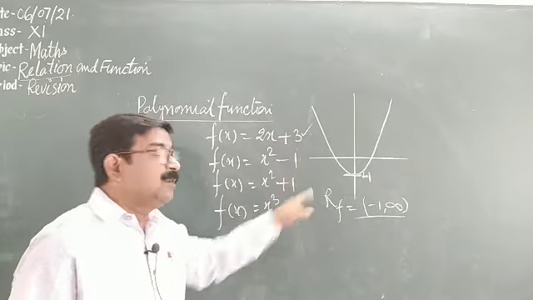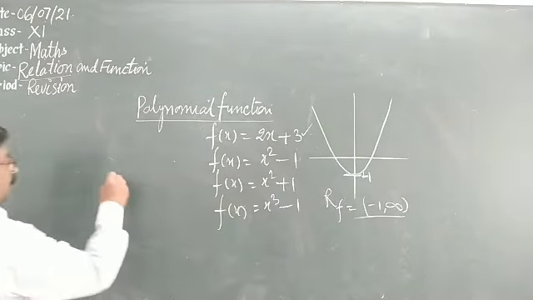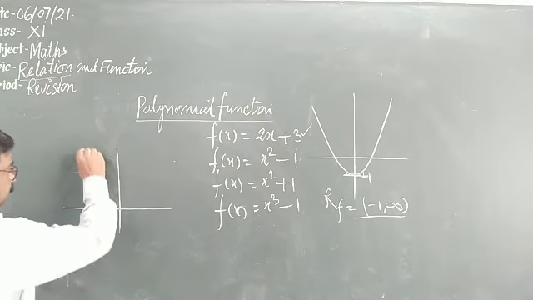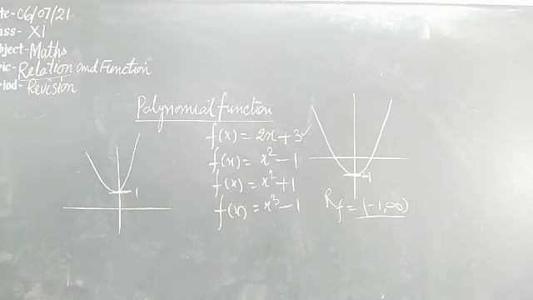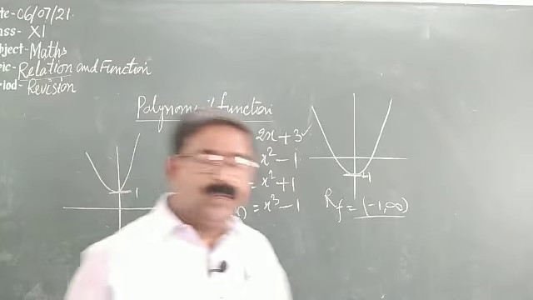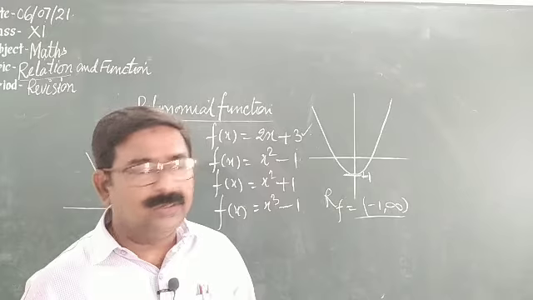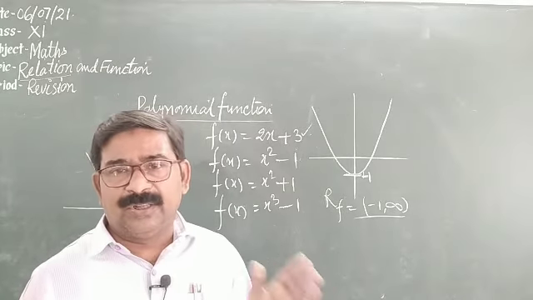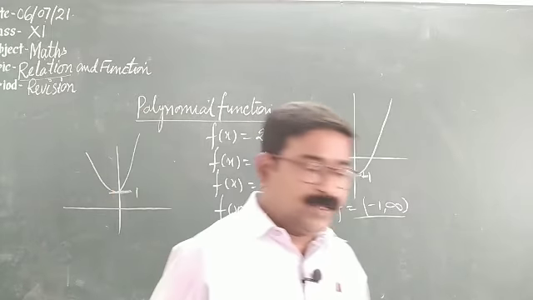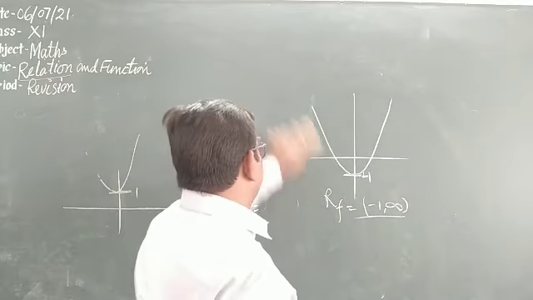For x² + 1, if you plot this and put x = 0, then y = 1. So your graph will be like this. The minimum value is 1 and it goes upward. So its range is [1, ∞). What is the conclusion? In the case of a polynomial function, the domain is always real and the range depends on the nature of the polynomial. Now the next function is the rational function.